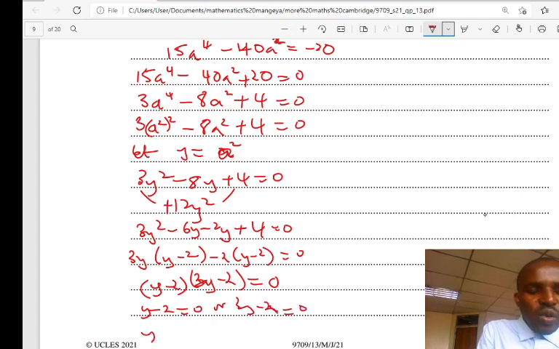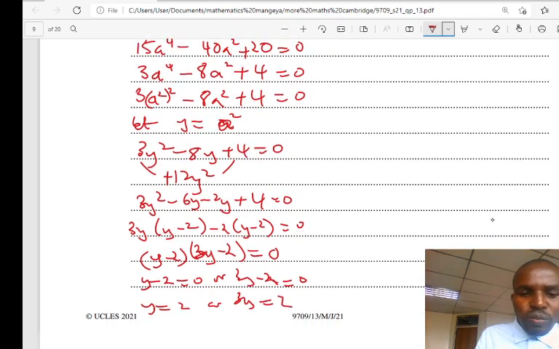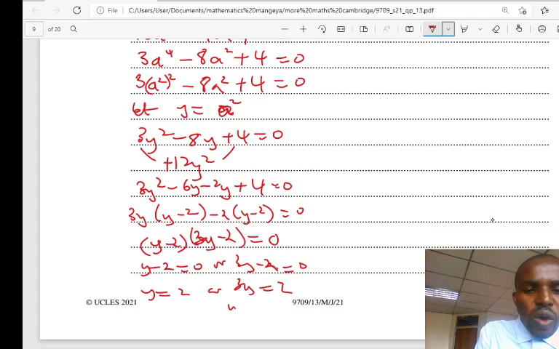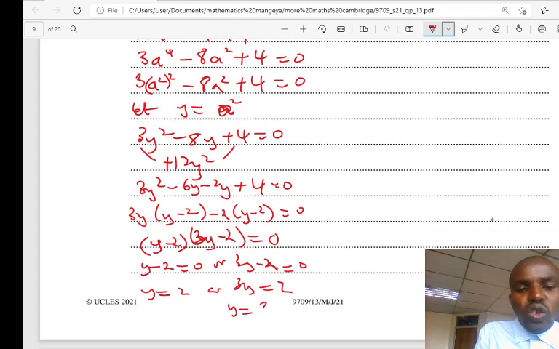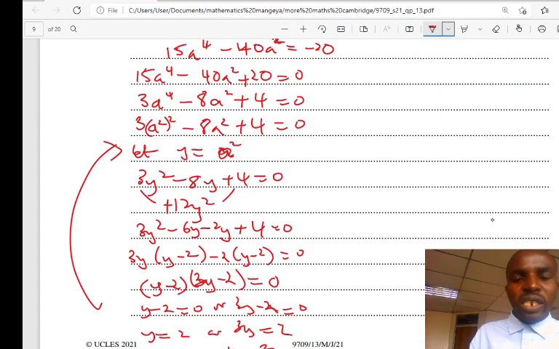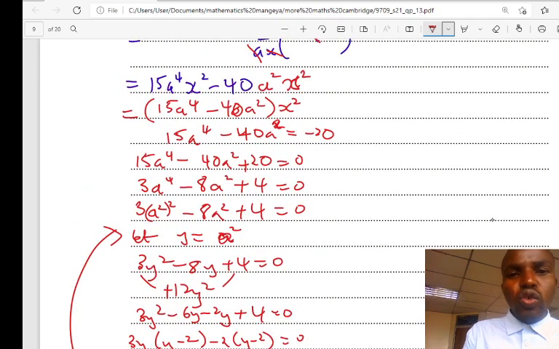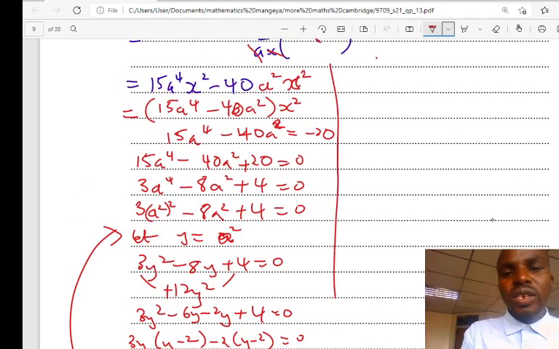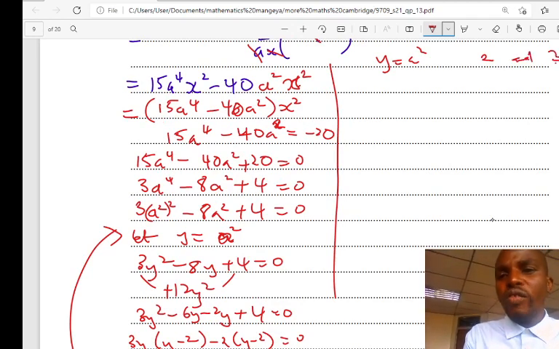Then from this, you can get y is equal to 0 plus 2, which is 2, or 3y is equal to 2. Dividing by 3, you get y is equal to 2 over 3. Right? So we have two values of y, but you let y be a squared here. So the first one is y is equal to 2. We said y is equal to a squared, and you have two values here: 2 and 2 over 3.